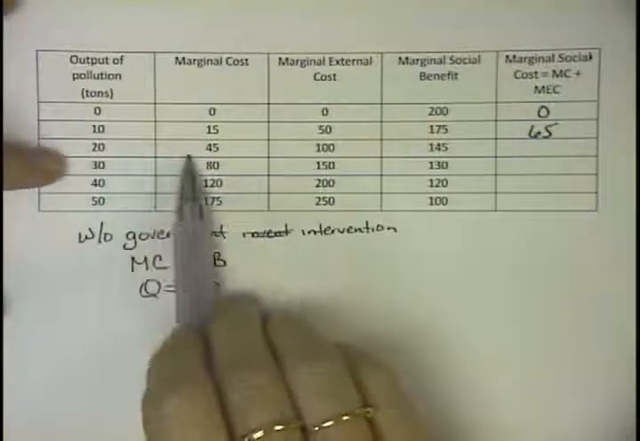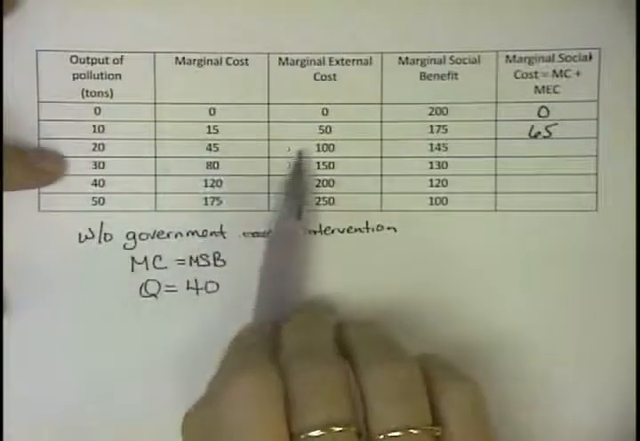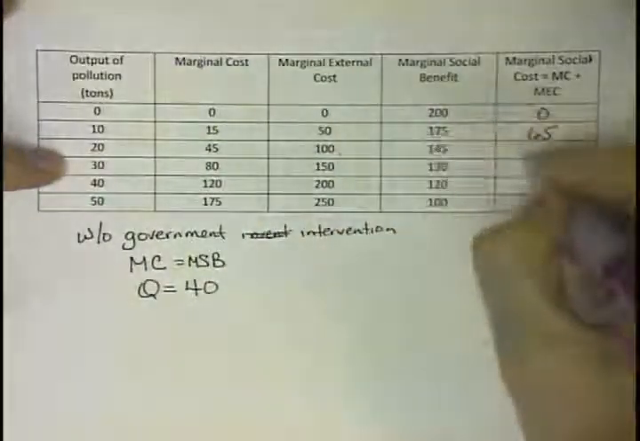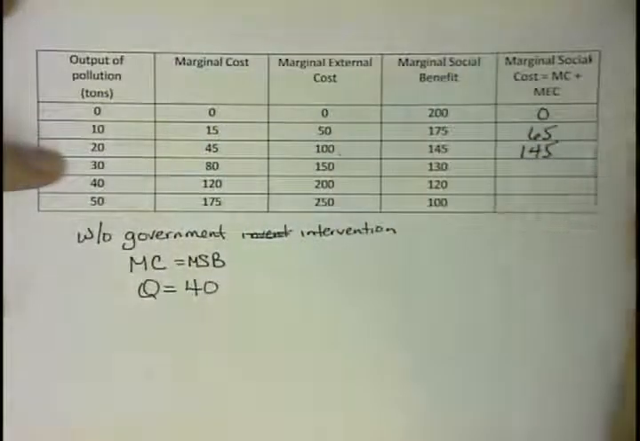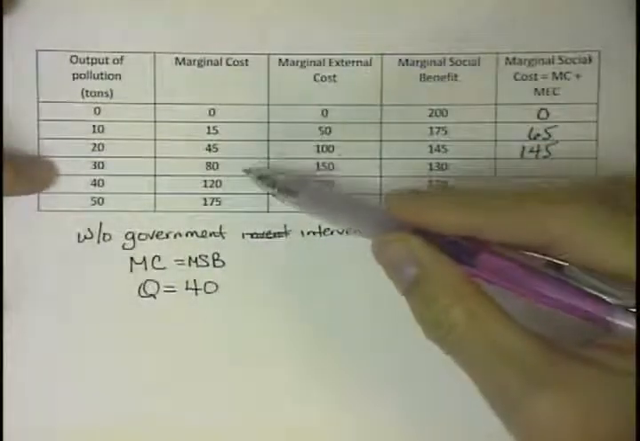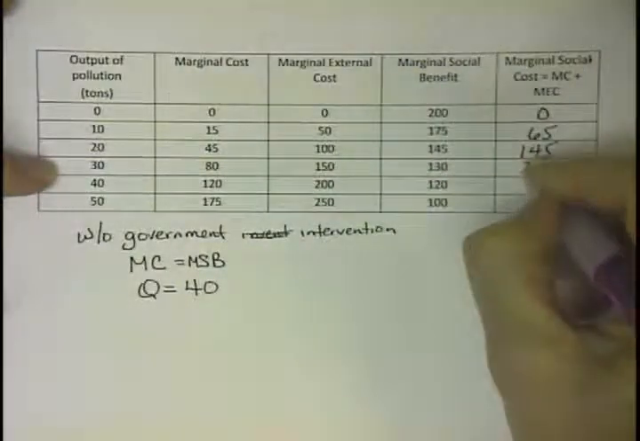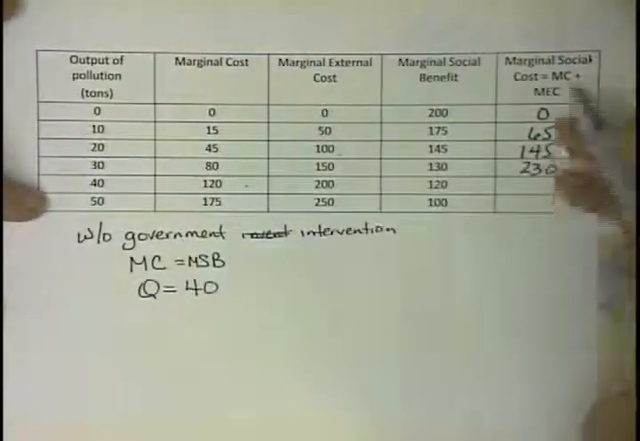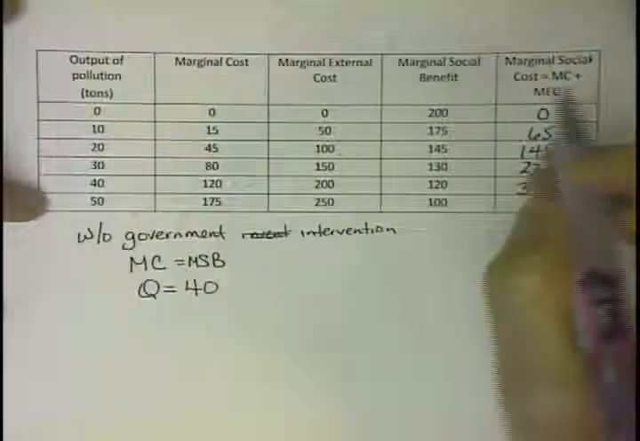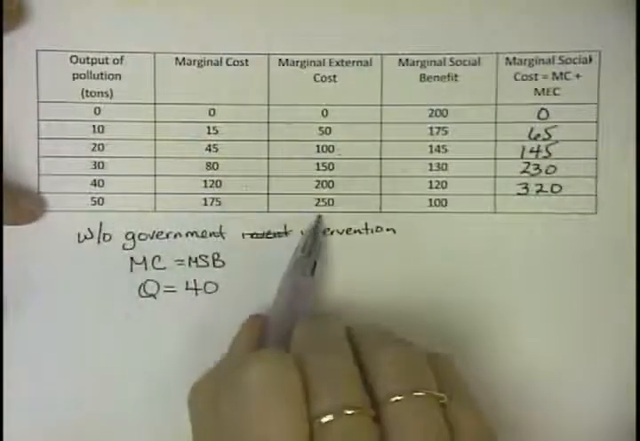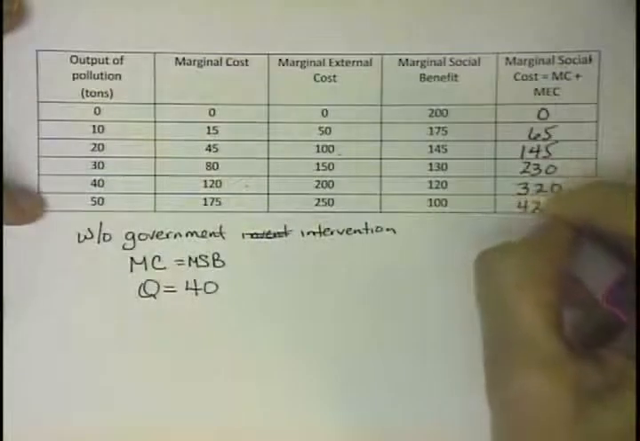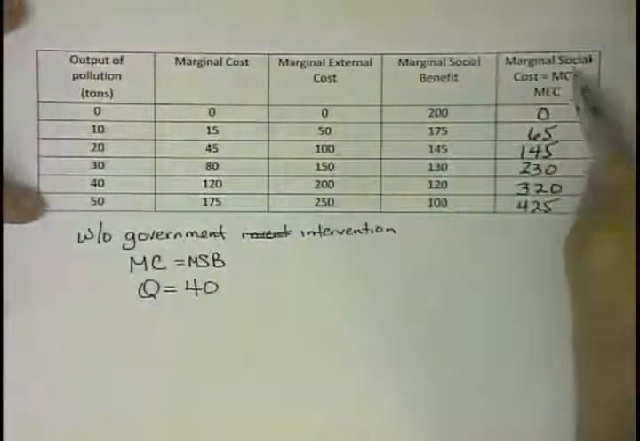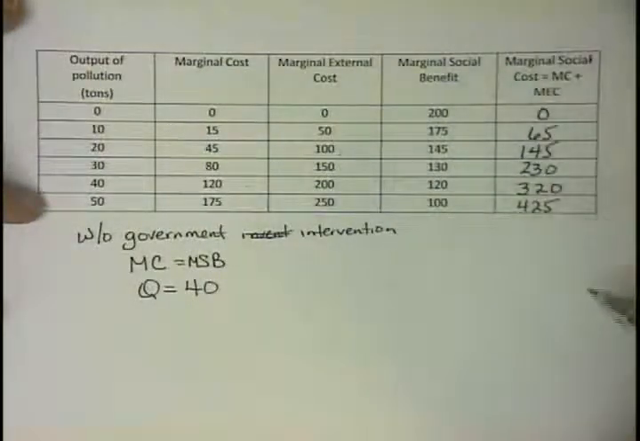Then if we increase production, we're going to see marginal cost increase, and in this case, marginal external cost increase as well. So 45 plus 100 is 145. For 30 tons, we have 80 plus 150 is 230. For 40 tons, we have 120 plus 200 is 320. And at 50 tons, 175 plus 250 is 425. So the total cost to the firm and to society, that's our marginal social cost. That's how we're going to get that information.